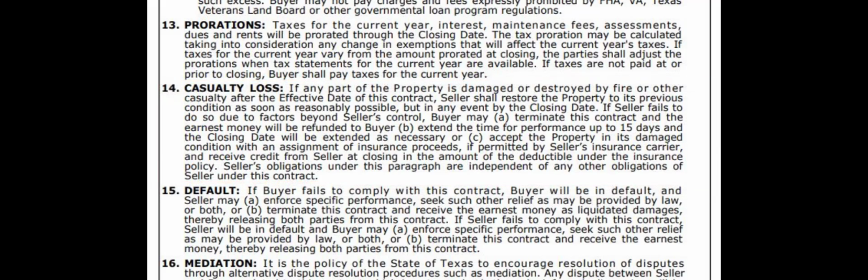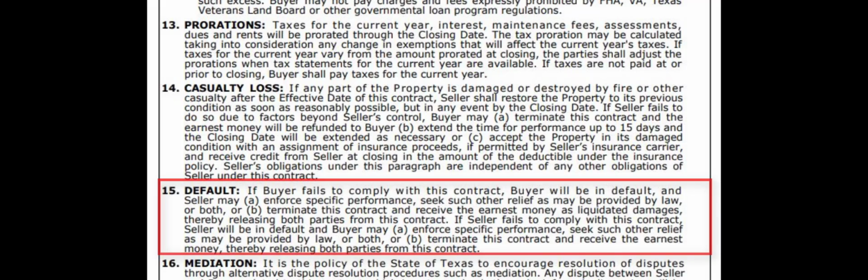Moving on to paragraph 15, default. So this is a big one because we have heard lots of references throughout the review of this contract to paragraph 15. This is what happens if somebody's in default. All right. So let's read through this and we're going to go back through it.